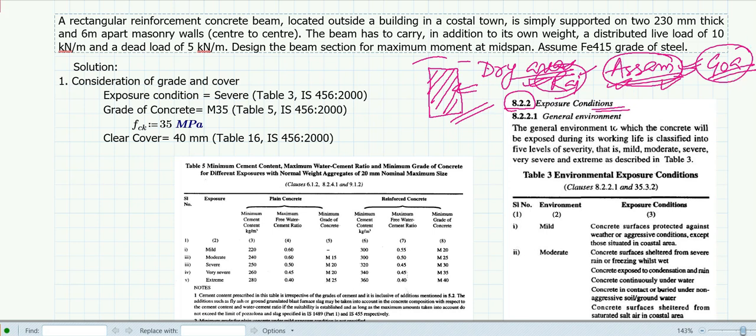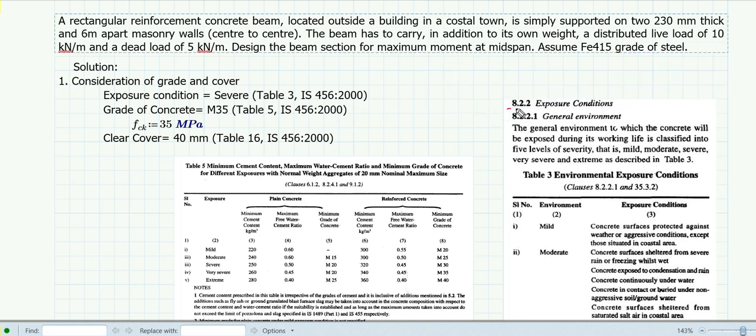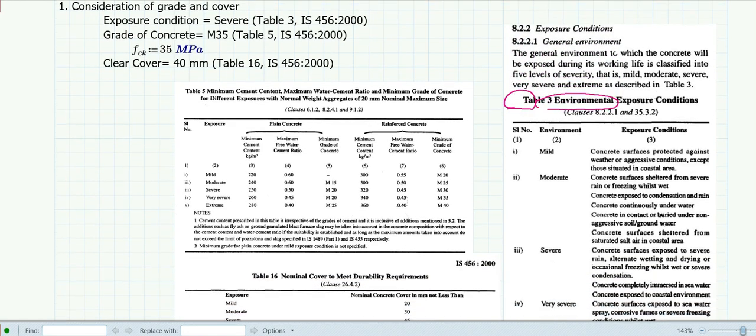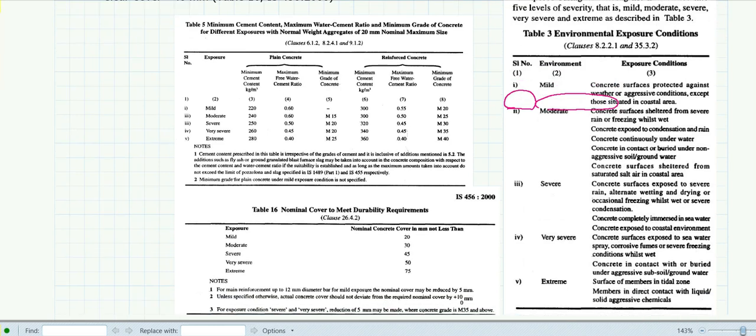Okay, so in IS code 456, this particular clause 8.2.2, you will see that these are the exposure conditions. Generally there are 5 exposure conditions given in the IS code. So let's see these exposure conditions. The first condition is mild. You can see it's written here: concrete surface protected against weather or aggressive condition except those situated in coastal areas.